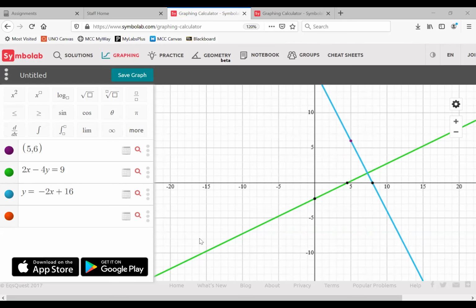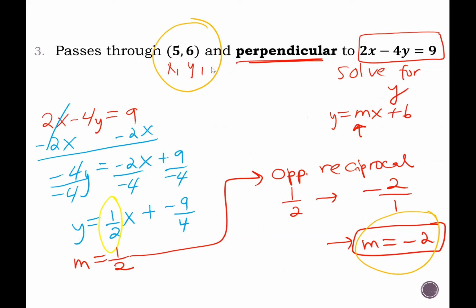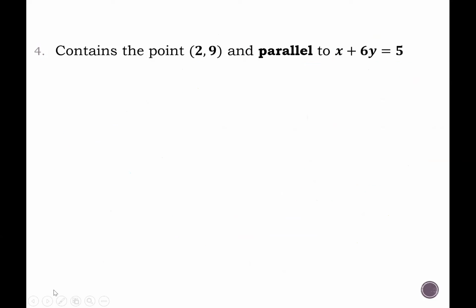I think we have one more to do. The problem we just did was number 3 about passing through a point and being perpendicular to another line. And our last example, number 4, has to do with being parallel. Our last example: we're writing the equation of a line that contains the point (2, 9) and is parallel to x plus 6y equals 5. I am going to take us to that graphing calculator to do a little brainstorming, and then we'll use the formula.